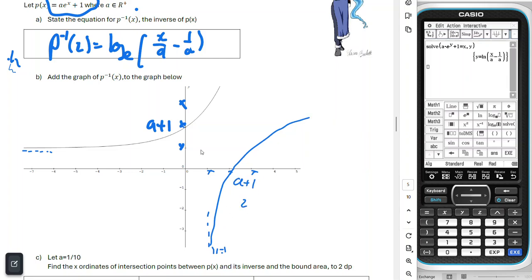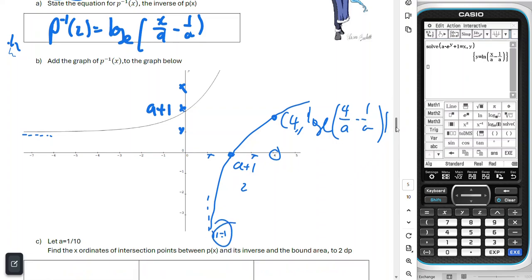You could have written 2 because I had 2 on your graph. And if I pick another point like point 4, it's going to be at 4 and log base E of 4 on A minus 1 on A, or 3 on A. So 2 points, x-intercept labelled, and the asymptote labelled with its equation.